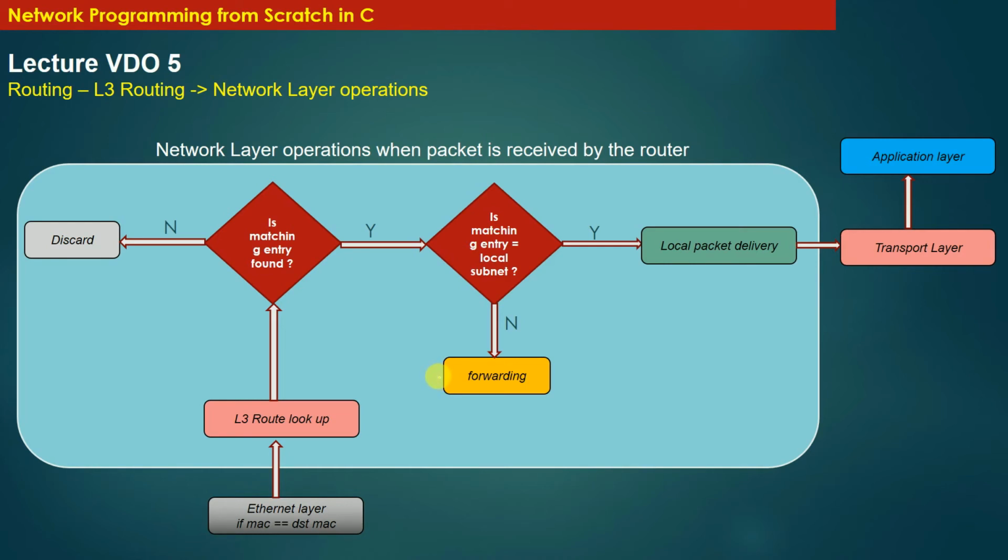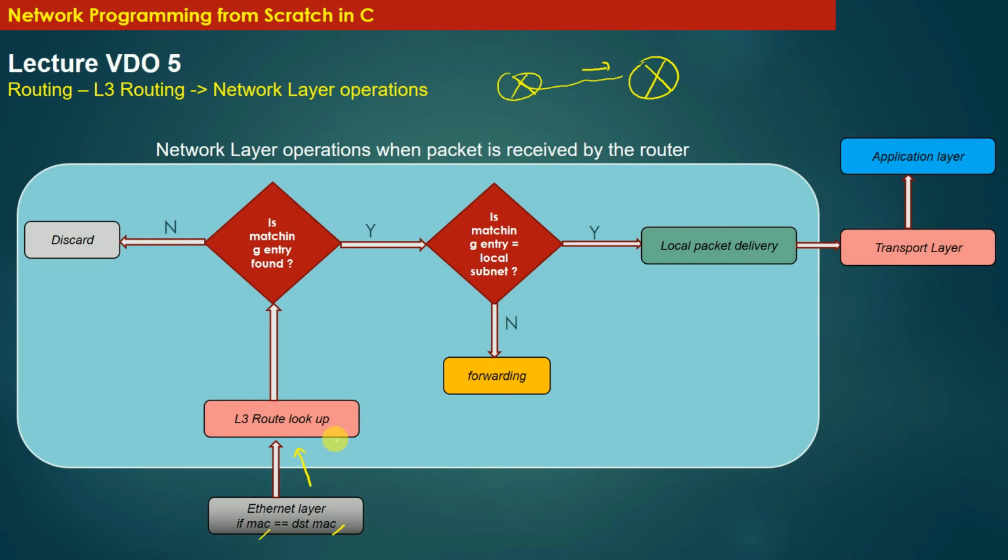So going forward, in this diagram we have captured what actions the router takes when the router receives a packet. Suppose we have a router and the router receives a packet from the previous router. When the router receives a packet, what is the course of action performed by the router? The first thing that the router does is check whether the destination MAC address specified in the Ethernet header of the packet is equal to the MAC address of the receiving interface. If the condition is satisfied, then only the packet is delivered to the network layer.